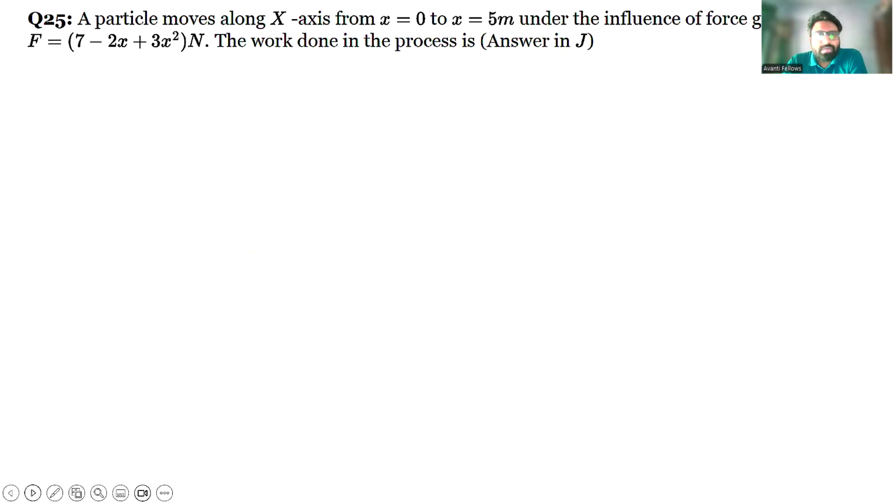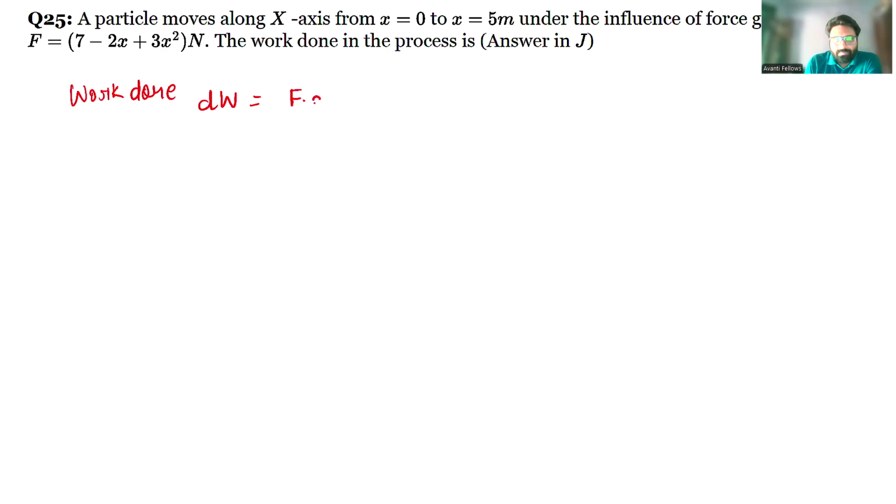A particle moves along x-axis from x is equals to 0 to x is equals to 5 meter under the influence of force given by F is equals to 7 minus 2x plus 3x square. The work done in this process. It's very simple, by the way. Work done, since this force is not constant, so we can apply this work done, dW. Small work is done for a very small displacement, and then we integrate it for limits.